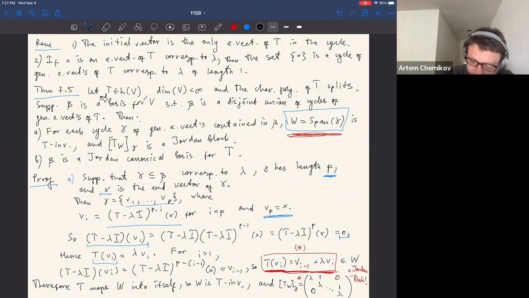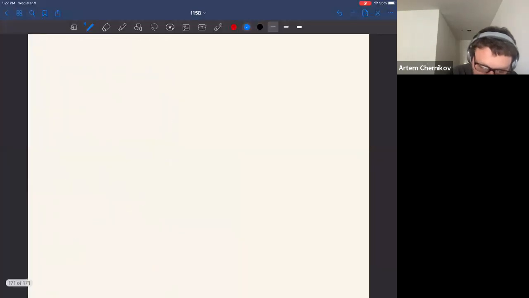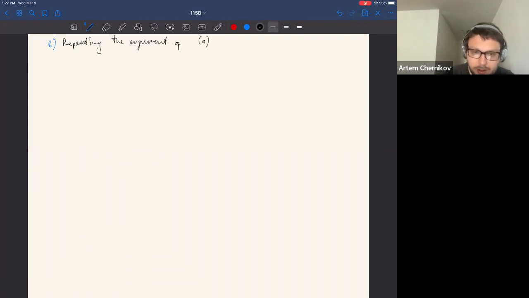So I'm not going to write it in full detail, but what we have is that we repeat the argument of A for each cycle in beta. Okay, so we get that the restriction to the span of each of the cycles is a Jordan block.